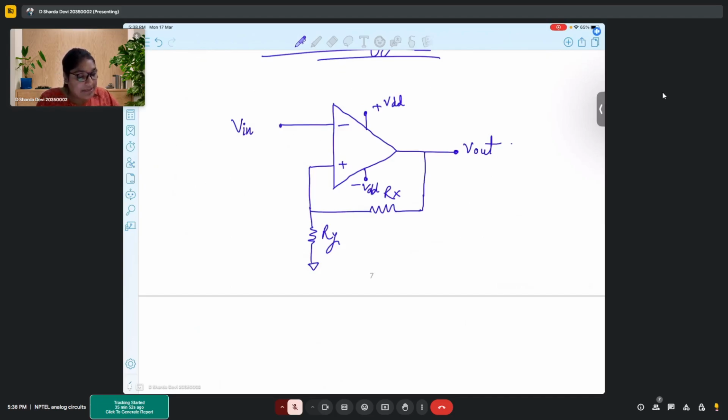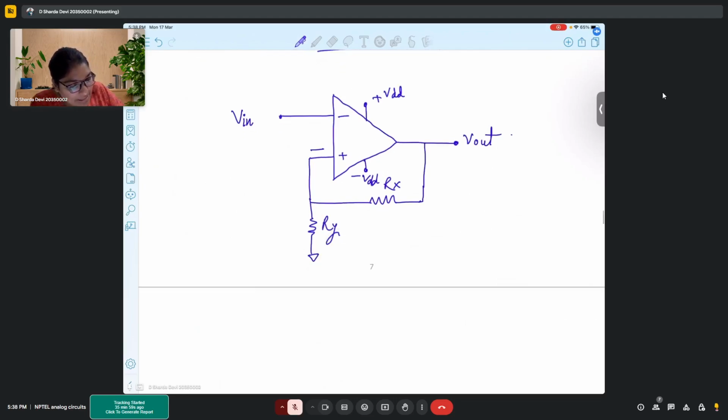In this Schmitt trigger, if I ask you, see, this is an ideal op-amp, right? So again, since it is an ideal op-amp, the currents going in are 0.